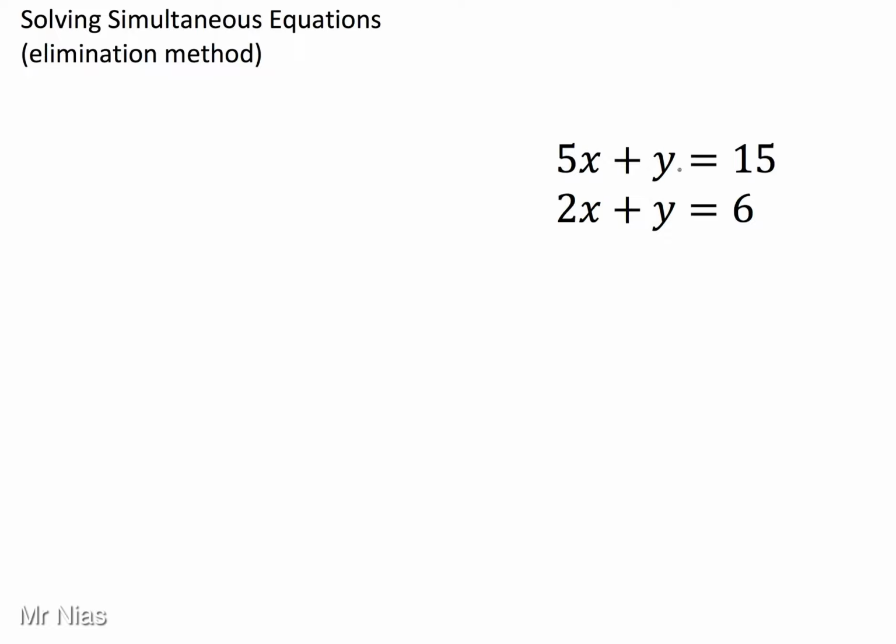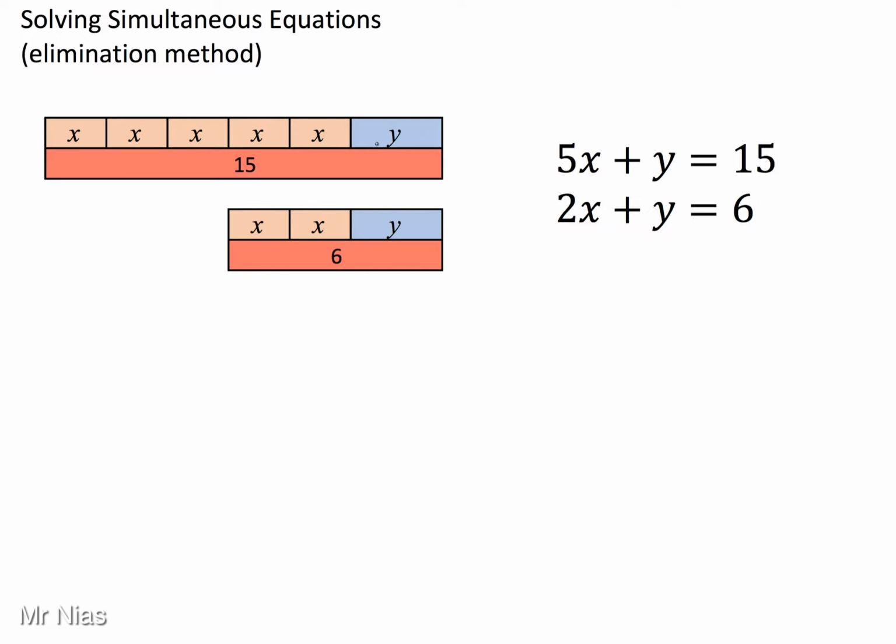Now, usually, if we're solving an equation, we just have one equation. But because we have the two variables, x and y, we need to have two equations to be able to solve them. Now, I think a really good way of visualizing what these equations actually mean is to use the bar method. And here's a bar representation of our two equations.